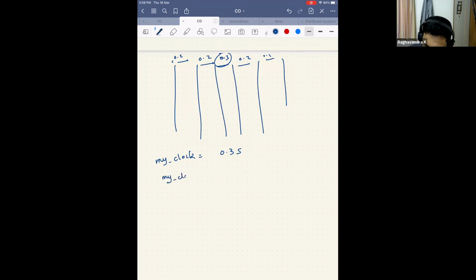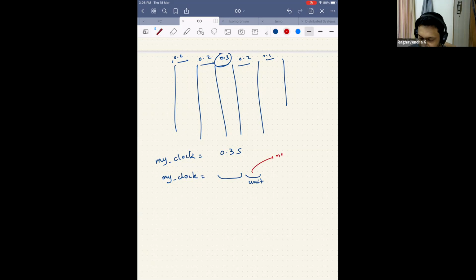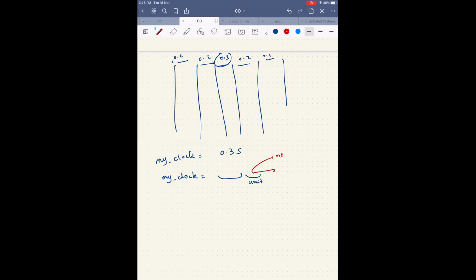Since you brought this up, what is the unit of this? Anyway, physics people will keep bugging you. Tell me the unit of this answer. Nanoseconds or something like that. Okay, somebody is saying nanosecond. Anybody else? Any answer?